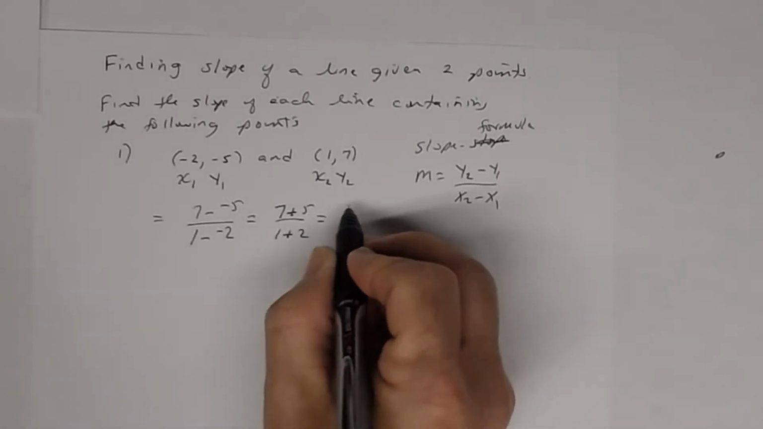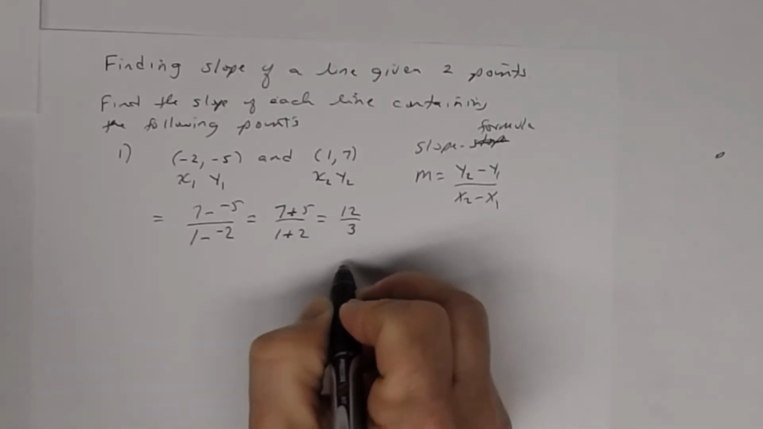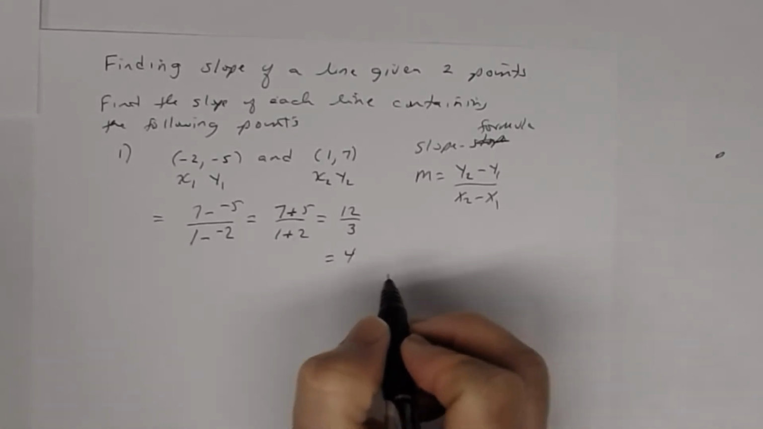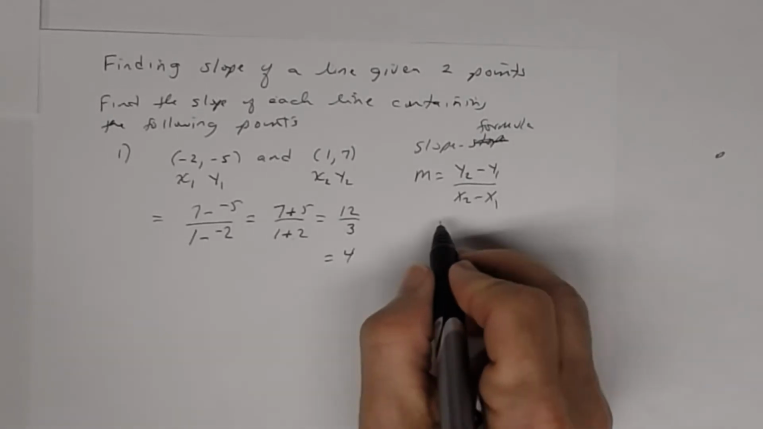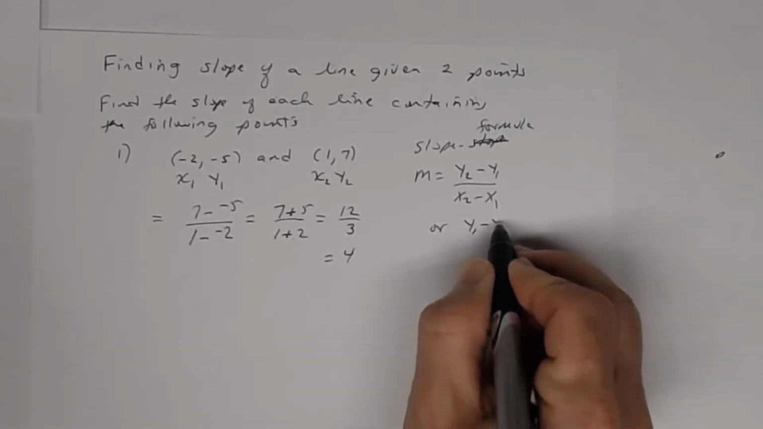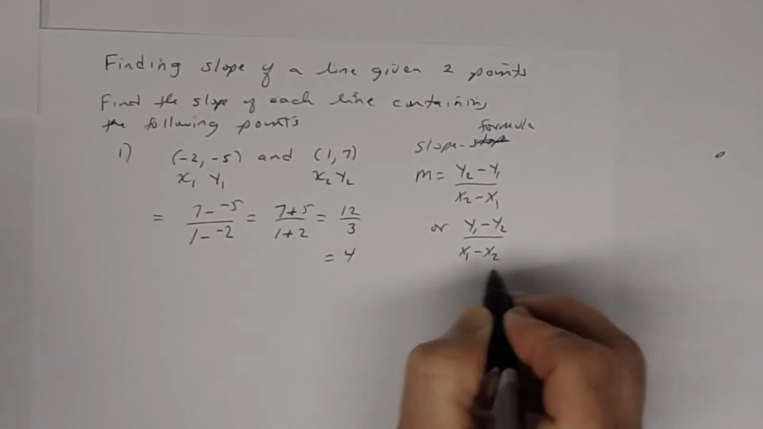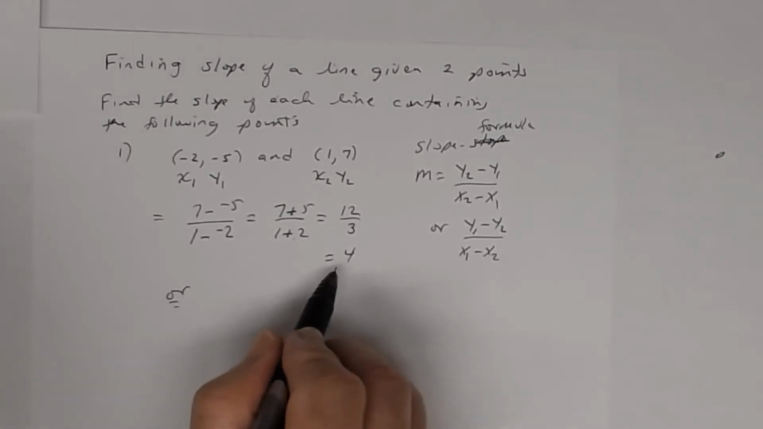So 7 plus 5 is 12. 1 plus 2 is 3. 12 divided by 3 is 4. So the slope is 4. Now I just want to say something. Remember we said you could have said y1 minus y2 divided by x1 minus x2. I just want to show you, you are going to get the same slope, the slope of 4.